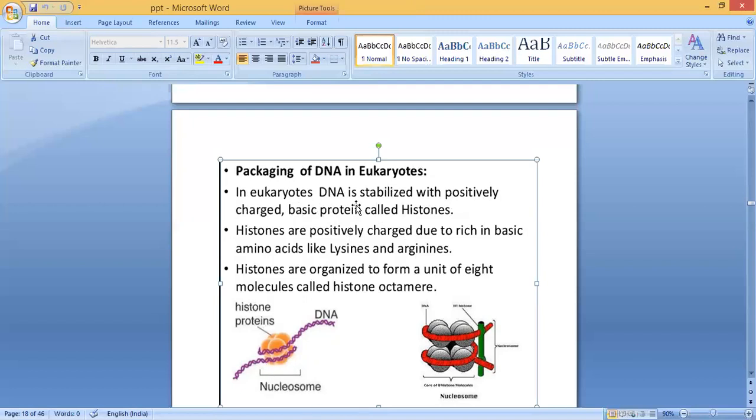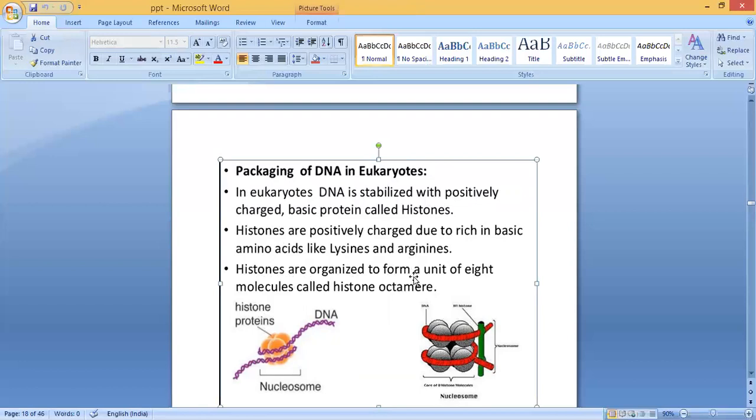So in eukaryotes, DNA is stabilized with positively charged basic proteins called histones. Histones are positively charged due to being rich in basic amino acids like lysines and arginines. So DNA is negative, histones are positive. Why do they get a positive charge? Due to being rich in basic amino acids like lysines and arginines.